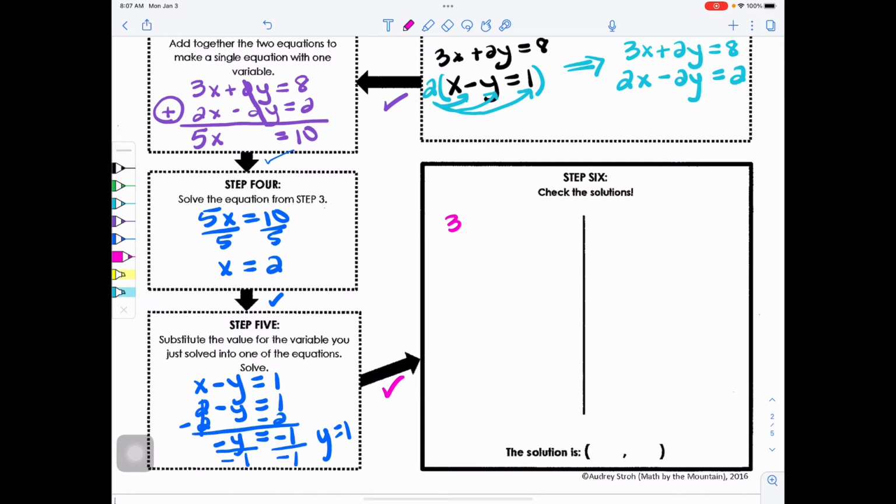So we'll start with 3x plus 2y equals 8. My x value is a 2, so I'm going to substitute that in using parentheses, and my y value is a 1.